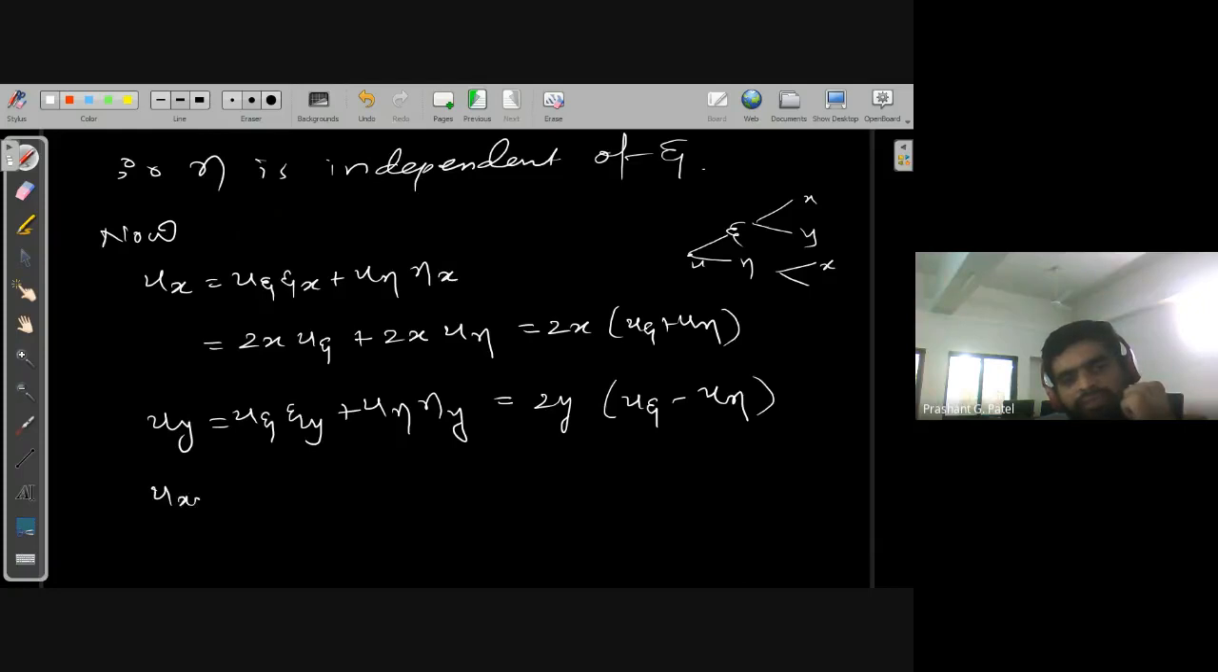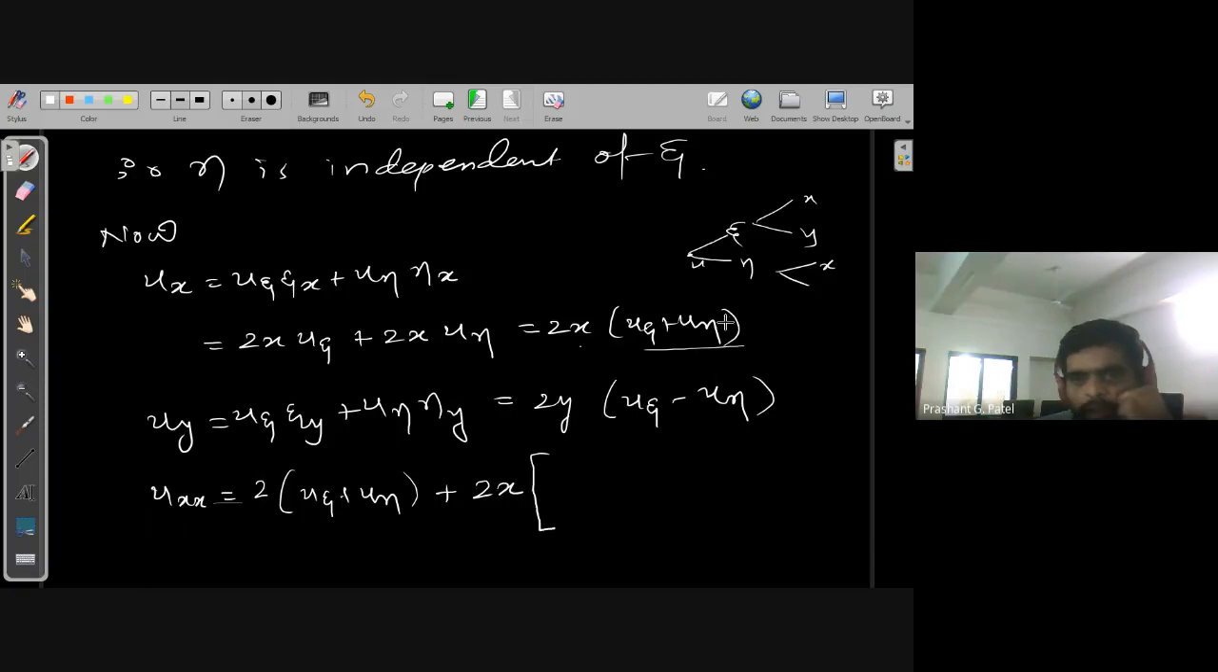Now u xx, if you calculate u xx, that is the derivative of this with respect to x. Here x is already there, this is also a function of x, so the product rule will apply. The first derivative of x will give me 1, so it is 2 times u xi plus u eta as it is, since the derivative of x with respect to x is 1, so only this term is there. Plus 2x as it is, times the derivative of this quantity with respect to x.